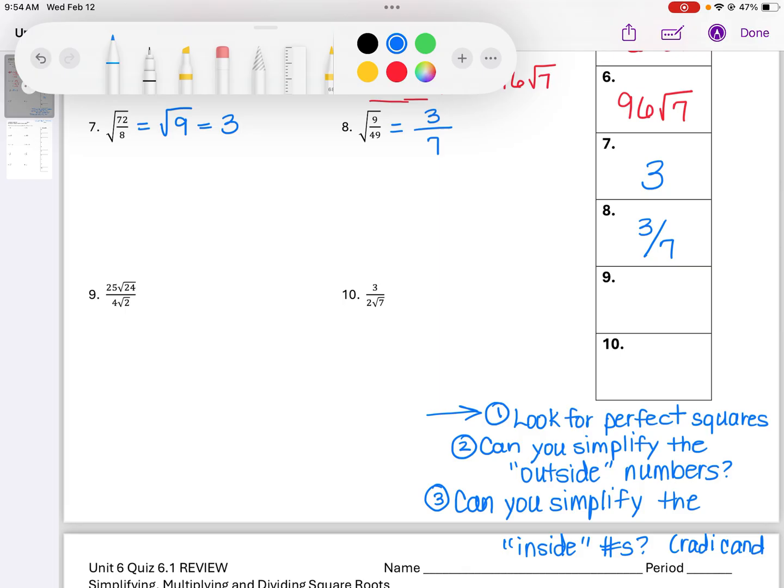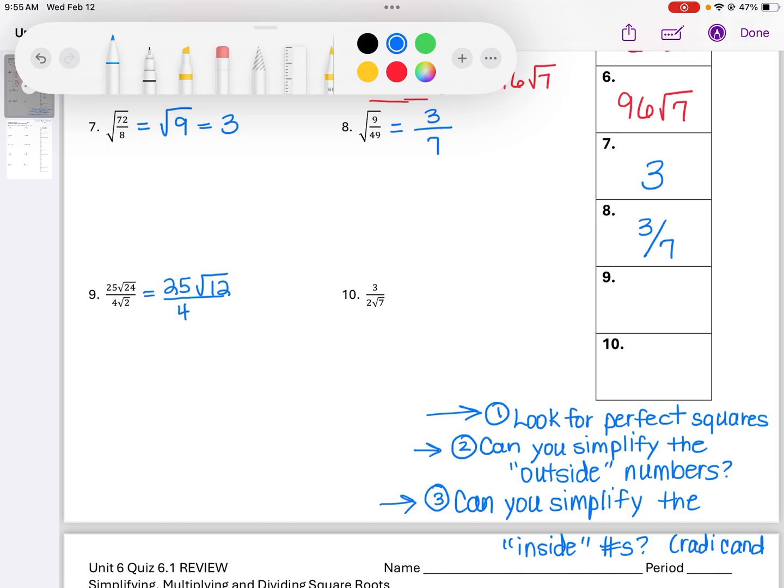Okay, number 9, look for perfect squares. Again, I'm doing my steps. Look for perfect squares. I don't see any. Can I simplify the outside numbers? 25 over 4 won't simplify. Step 3, can I simplify the inside numbers? Well, actually, I can. 25 over 4, I can't simplify. But 24 divided by 2 is just 12. So I can do that.